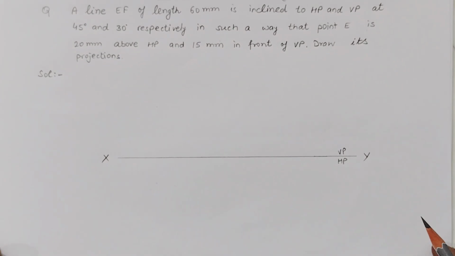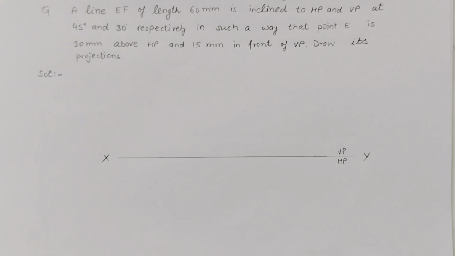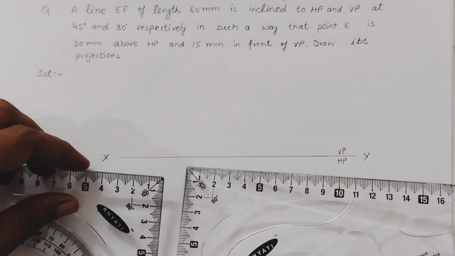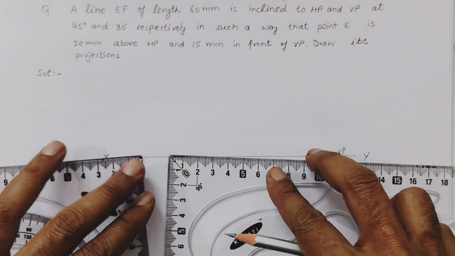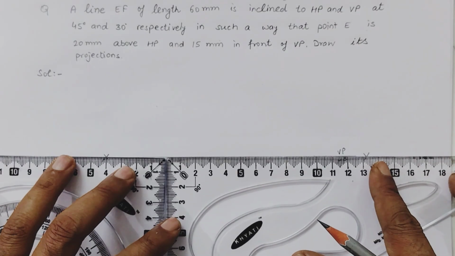In this numerical, first of all, we will draw as usual xy axis. And we know the question is in first quadrant, so we will mark as vertical plane and horizontal plane on respective side. Now first of all, draw projector line to draw the projection of point E. So we will use set square to draw perpendicular line here.